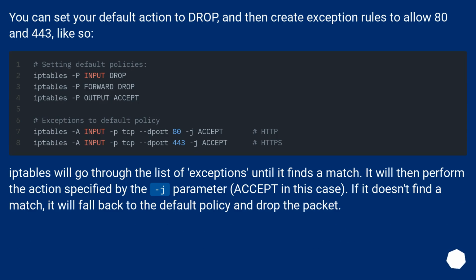You can set your default action to drop, and then create exception rules to allow 80 and 443, like so. iptables will go through the list of exceptions until it finds a match. It will then perform the action specified by the -j parameter, accept in this case. If it doesn't find a match, it will fall back to the default policy and drop the packet.